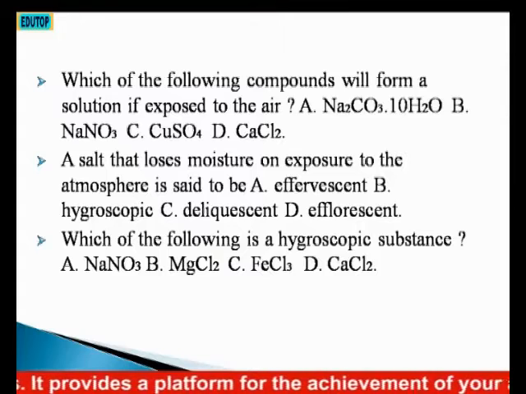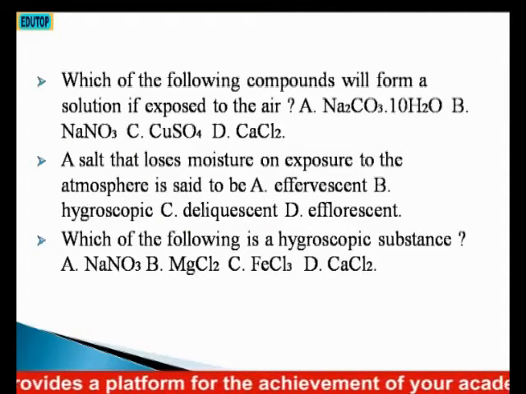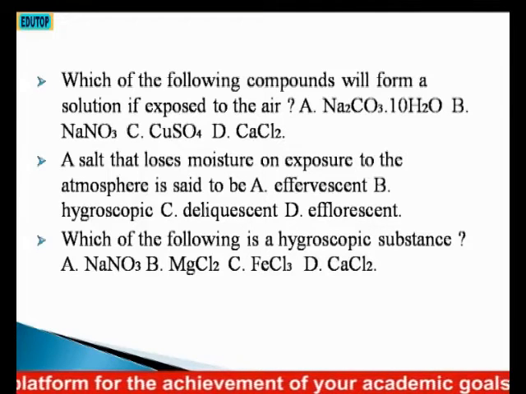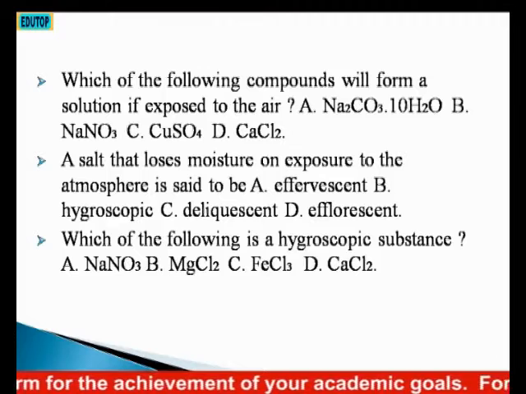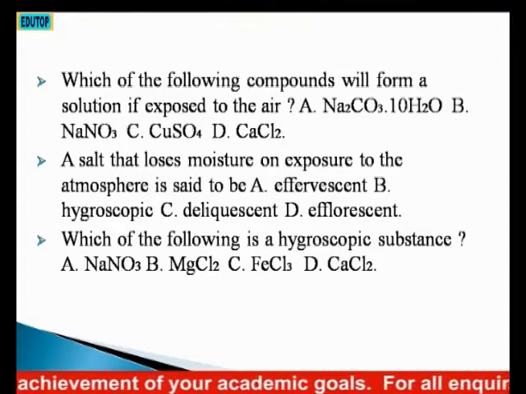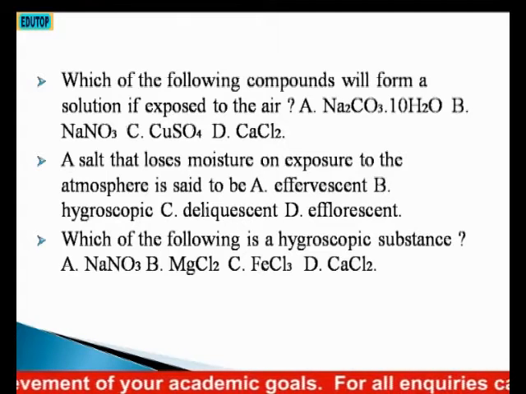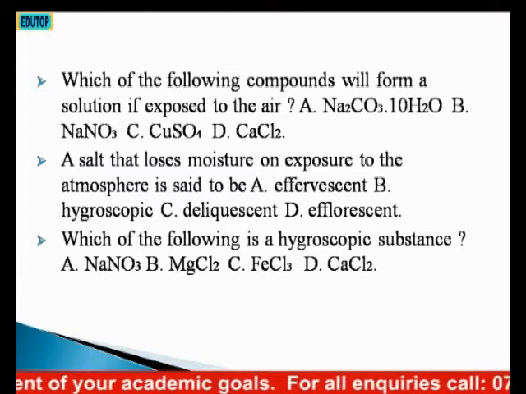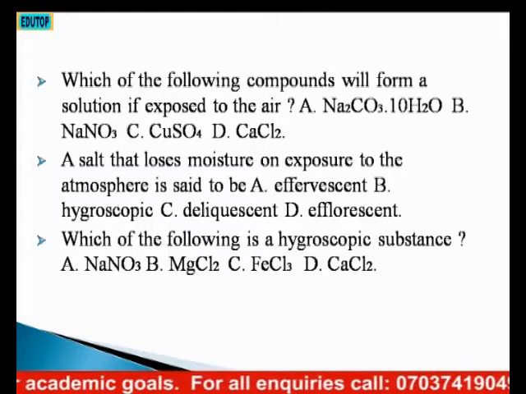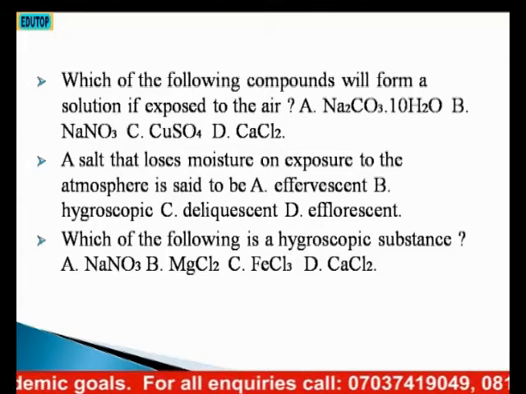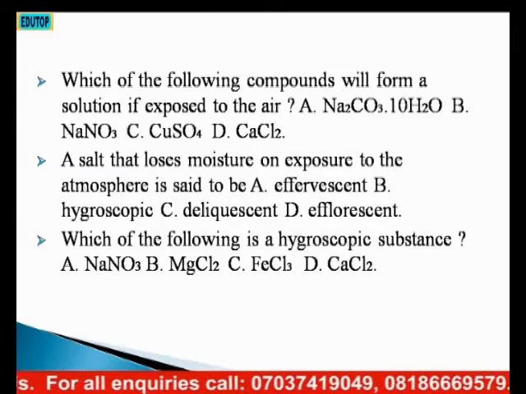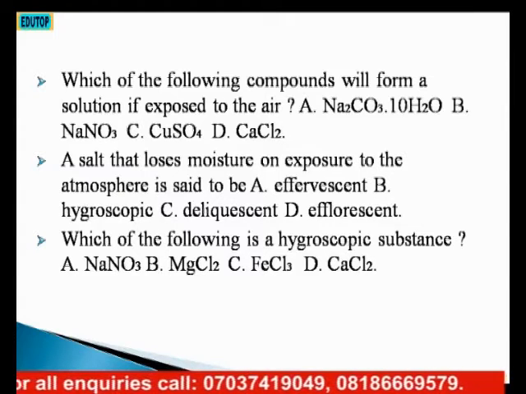Question 6. Which of the following drying agents is not suitable for drying hydrogen sulfide? A, calcium oxide. Is it not suitable? Calcium oxide will dry all gases. That's what the question says, it's not suitable for drying hydrogen sulfide. Calcium oxide will dry hydrogen sulfide. B, P4O10, that is phosphorus(V) oxide. That one will also dry hydrogen sulfide. C, calcium chloride. Calcium chloride will also dry hydrogen sulfide.